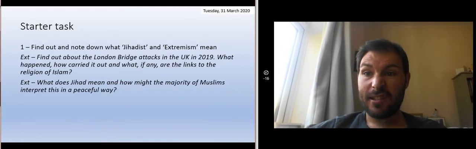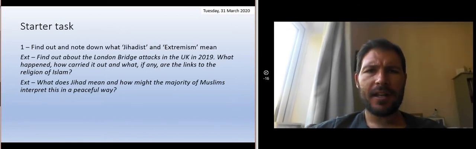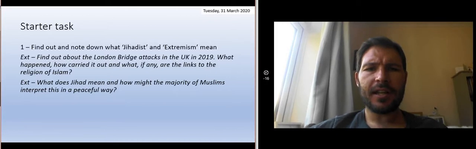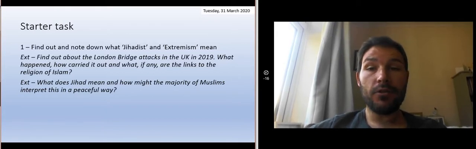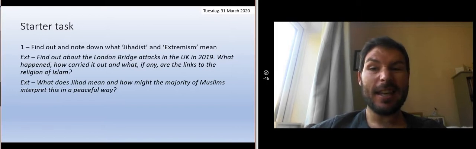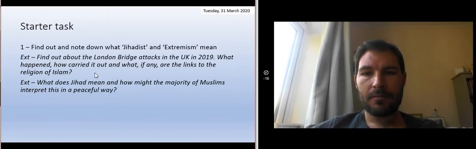So the starter task for you is to pause this video and go and find out and note down what the terms jihadist and extremism actually mean. Two extensions. If you do an extension task, as I've said before, write EXT in your book so I can see who's doing the extension task when I mark them. So the first option for the extension is to find out about the London Bridge attacks in the UK in 2019. What happened?